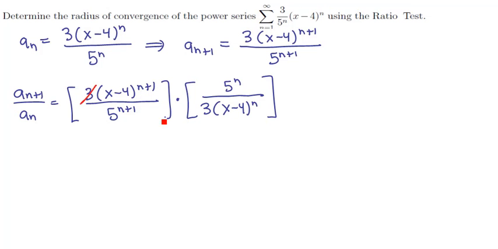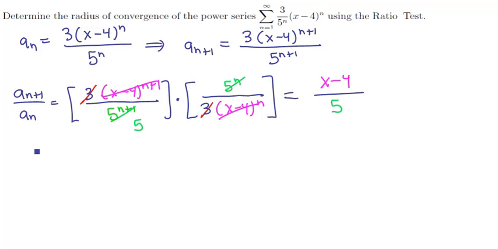The 3's cancel. The 5 to the n's will cancel. 5 to the n will go into the denominator with 5 left over. And then these terms will cancel, leaving us with a single x minus 4 in the numerator. And so there's our ratio of consecutive terms, x minus 4 over 5.